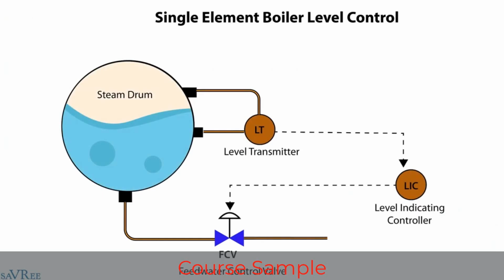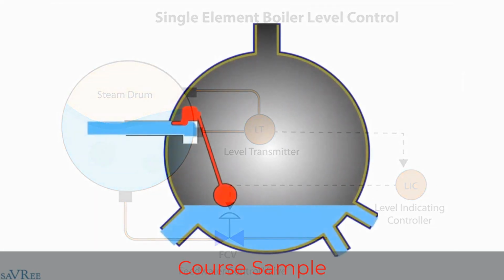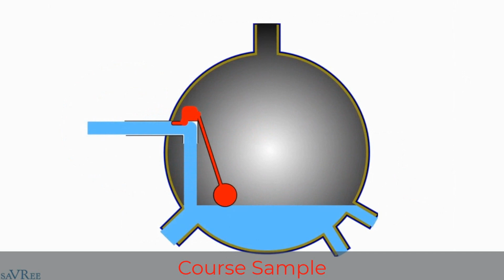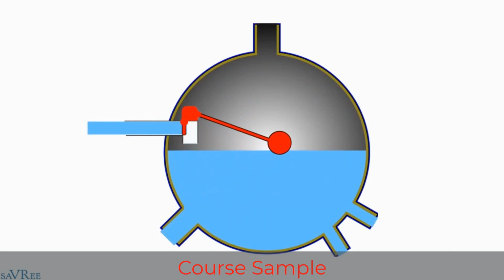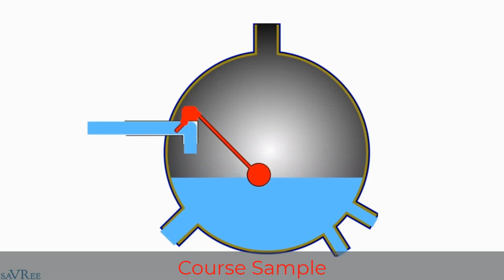To explain this as easily as possible, I'm going to go all the way back to the first designs that we used. Essentially what we had was a float within the boiler drum. The float would move up and down. As the float moved up and down depending on where the water level was within the boiler drum, it would open and close a valve proportionally.